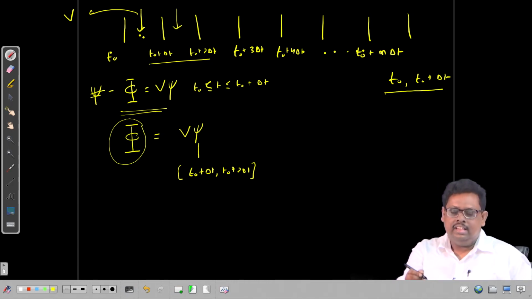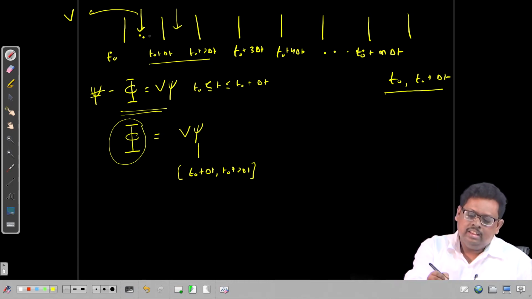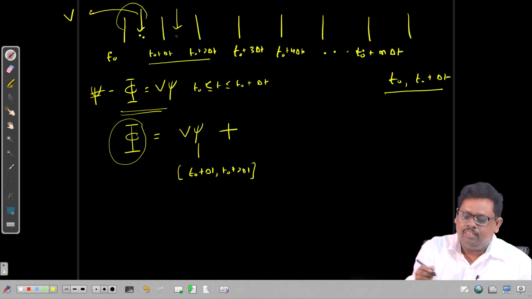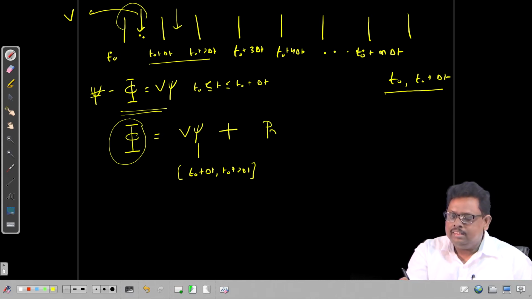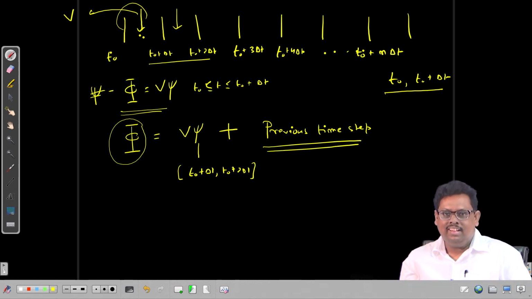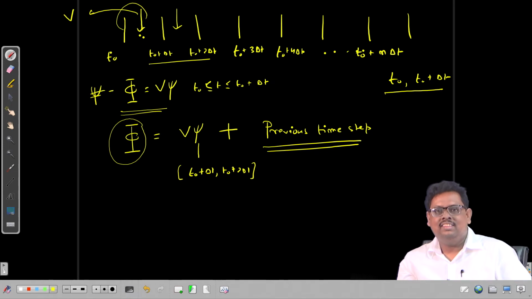That means, here I have two effects, one is the primary effect plus some effect which is coming from the previous time step. Now, how to measure this one, right, how to measure this one.